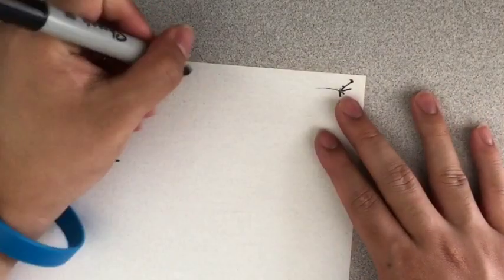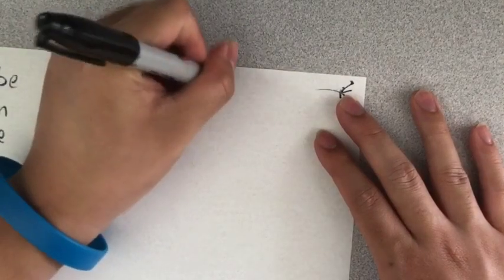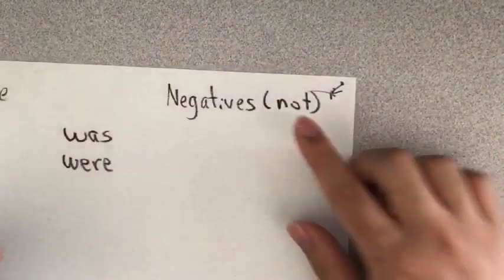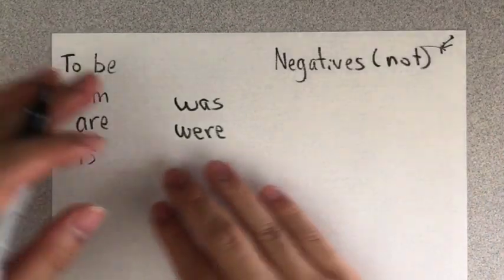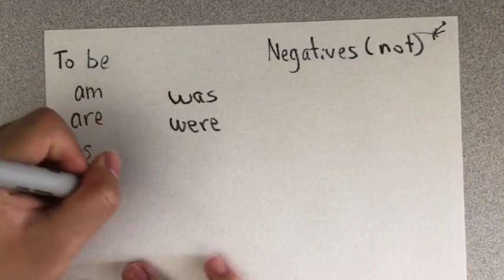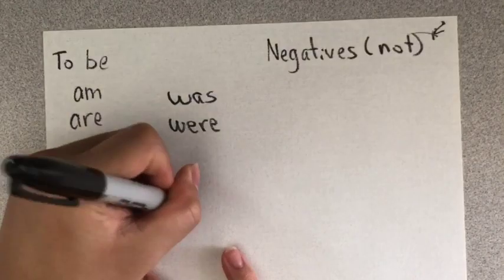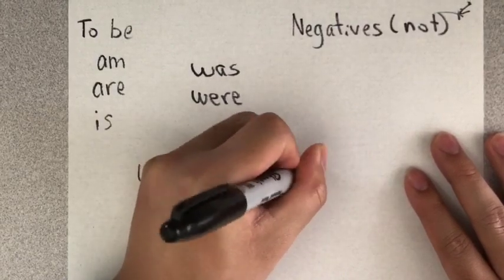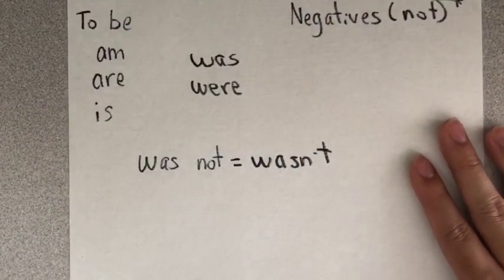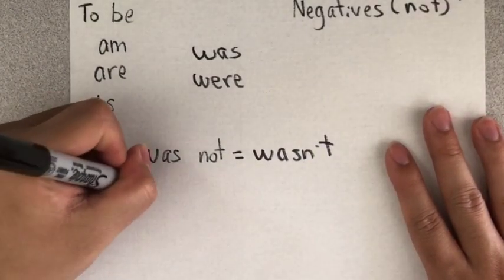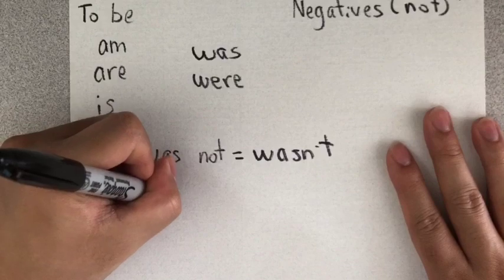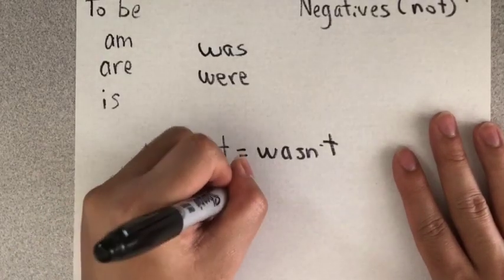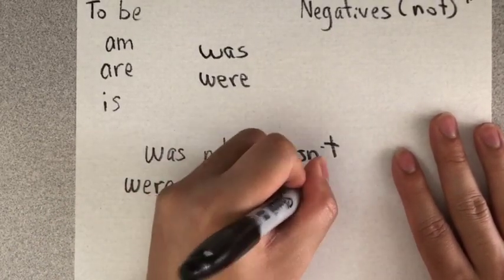And now let's talk about the negatives. The negatives are not, the no's. So with was and were, we change it to was not. Or we can say wasn't. Were not becomes weren't.